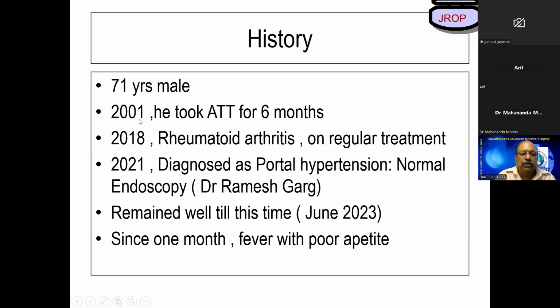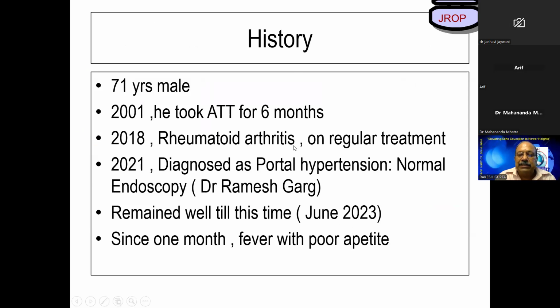Okay, I'll start with the history. 71-year-old male, in 2001 he took ATT for 6 months. 2018 rheumatoid arthritis on regular treatment. 2021 diagnosed as portal hypertension, normal endoscopy. Remained well until June 2023. Since 1 month, he is having fever with poor appetite. So this is all in front of you right now.